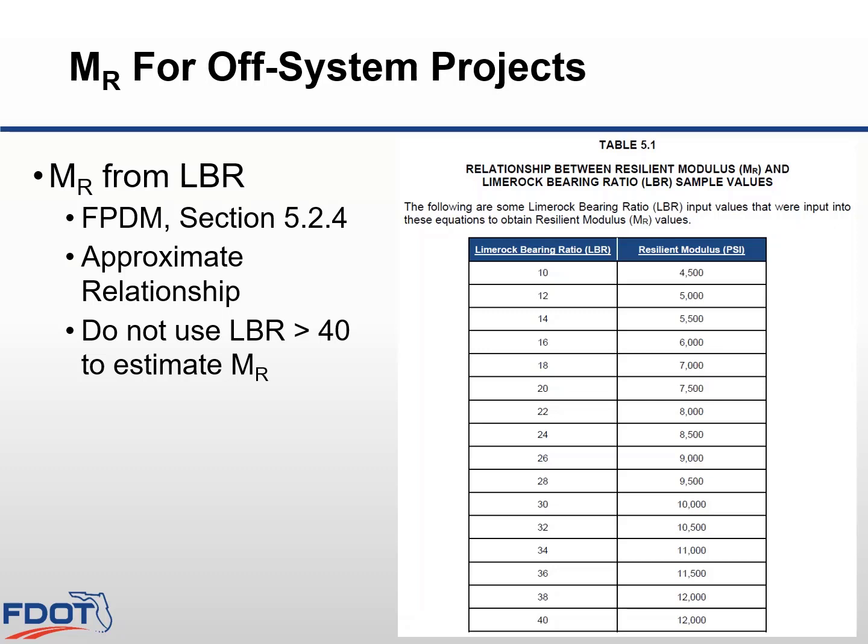So to provide a reasonable way for local agencies to get a resilient modulus value, we've included section 5.2.4, which is the section on resilient modulus from LBR. Table 5.1 is included in this section, and as you can see, the maximum LBR value listed in the table is 40, which corresponds to a resilient modulus value of 12,000 psi. The relationship between the LBR and the resilient modulus is an approximate one, and this is why using a design LBR greater than 40 is not recommended.